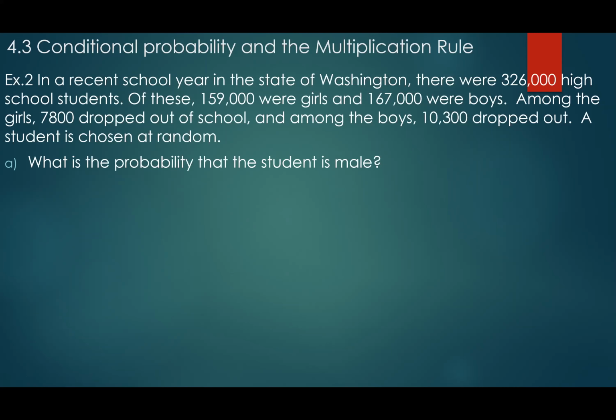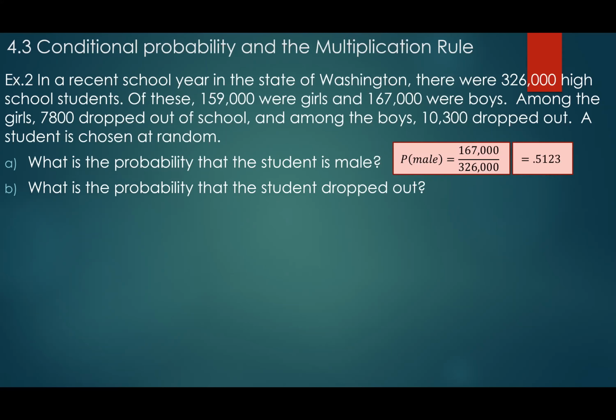Hopefully you guys say, oh, this is easy. All I need to do is take the boys and divide by the total, which is 167,000 divided by 326,000, right? Which is, again, 0.5123, which is, as you can see, your simple probability. How simple? Only one item, which is the male, right?